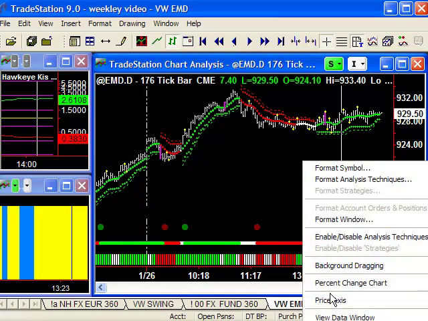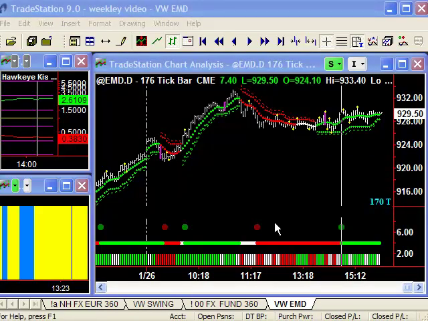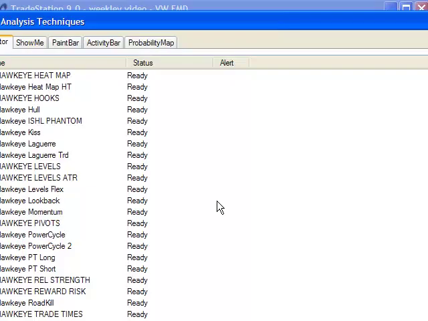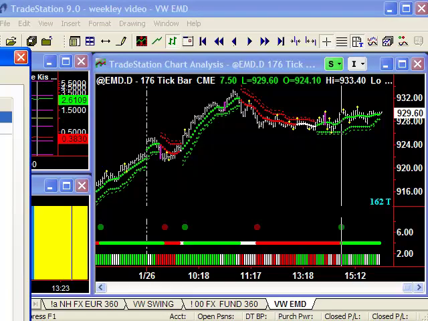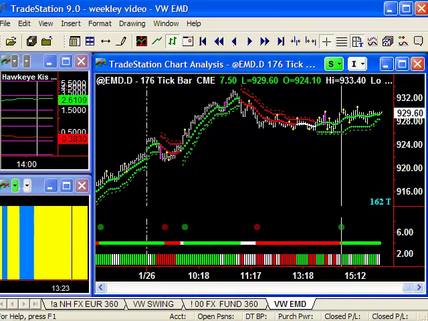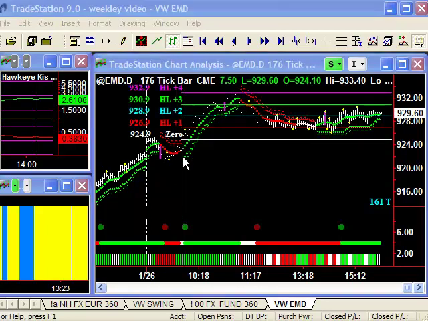Let me just put on the Hawkeye levels, which I thought were already in place when I set this video up for the broadcast. Hawkeye levels. And I'd like to see where we would have got to.